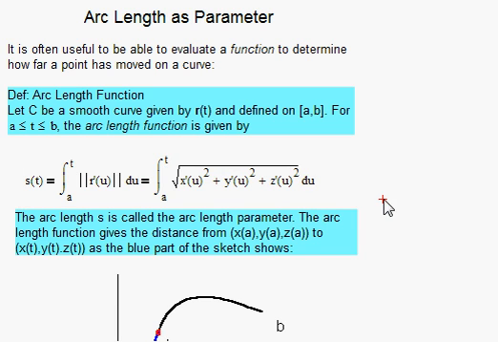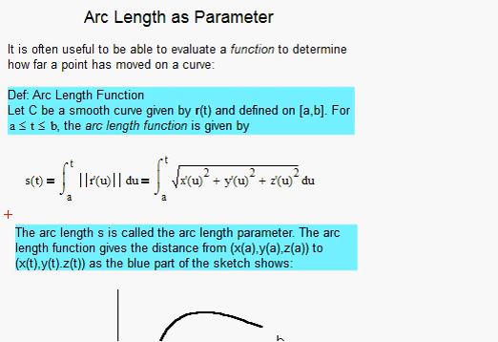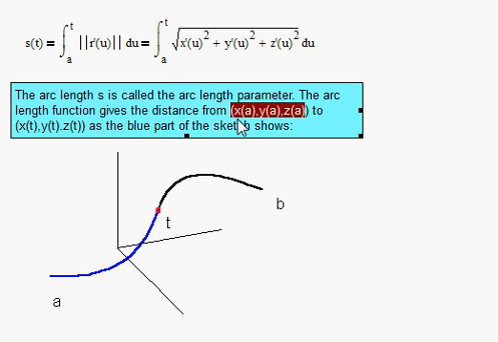This arc length s is called the arc length parameter. The arc length function gives the distance from x of a, y of a, z of a to x of t, y of t, z of t. As the blue part in this sketch shows, I'm assuming this wire here is the vector valued function, and the length from this point to this point is the length on the curve from here to here. It's the length of that blue piece of wire.